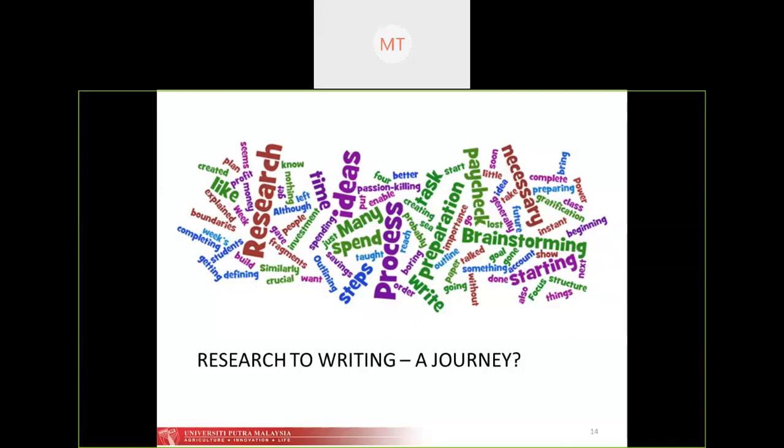What is that? Abstract. Number 2, introduction. Number 3, material and method, which is methodology. Number 4, results and discussion. Number 5, summary and conclusion. Number 6, acknowledgement. And number 7, references. These are the structure and function of an article.